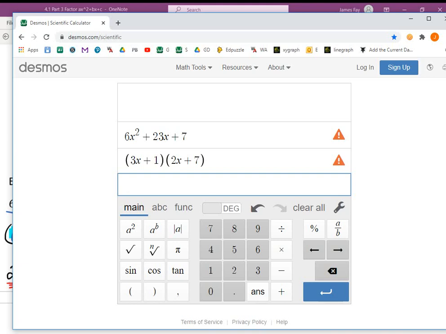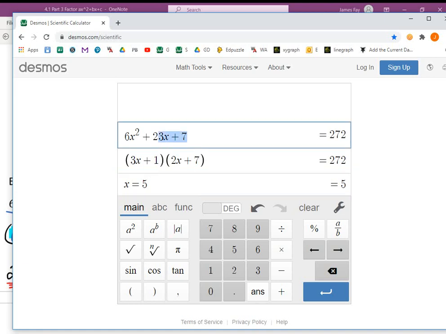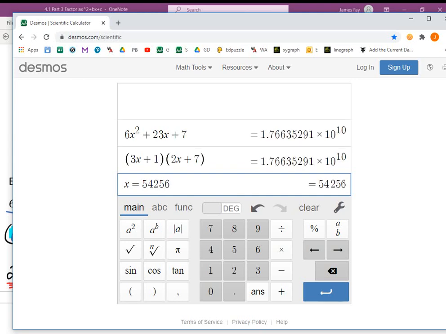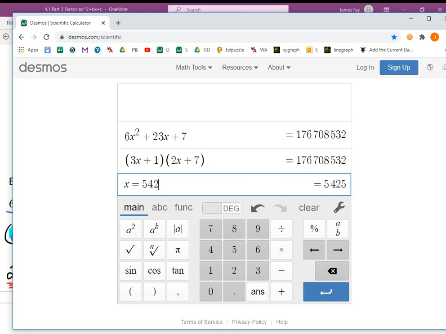So if I take x and just say x equals, and just choose a number like 5, do you see how in the top one it evaluates it at 272, and in the bottom one it evaluates it at 272? So that tells me that those two versions, this version here and that version there, are the same because these two numbers were the same. Okay. Now, does it work with 54? Does it work with 542? Okay. It works with any number that I choose. Does that make sense? And that guarantees me that I've done things correctly.